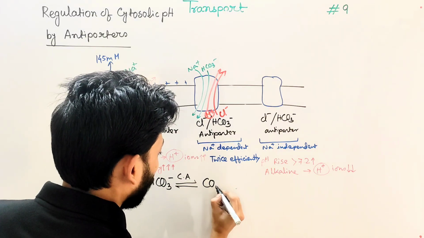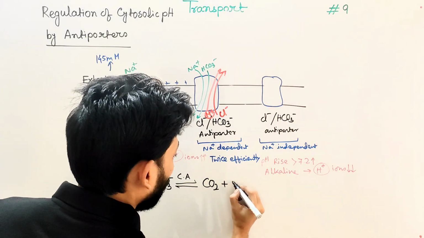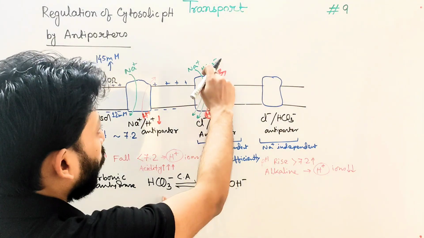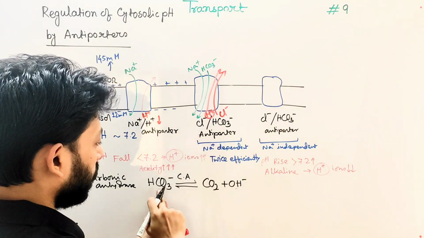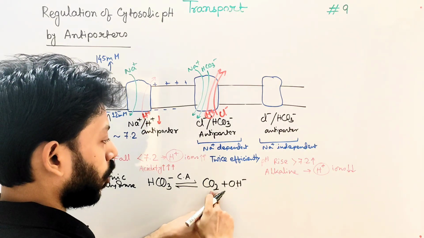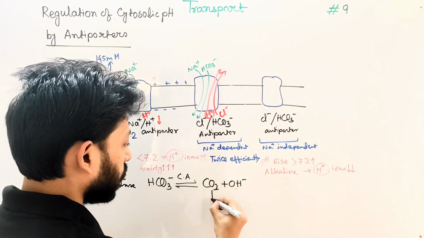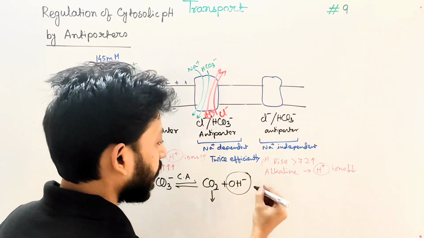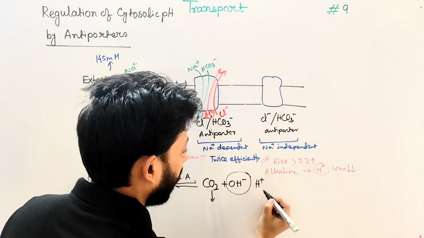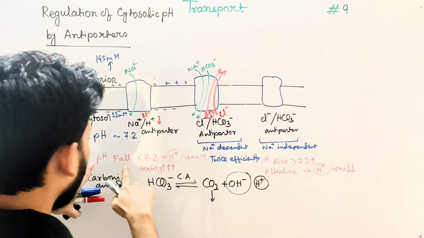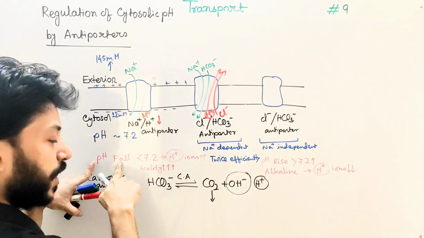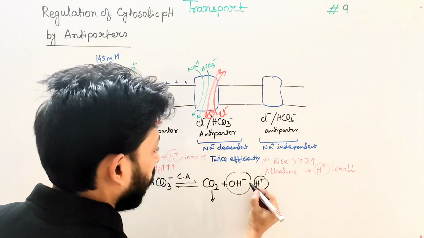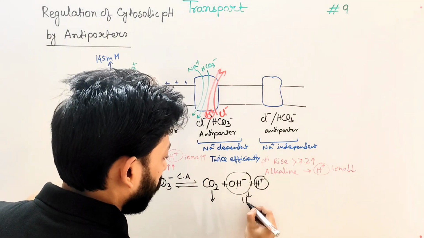into carbon dioxide and OH minus, that means hydroxyl group. See, by importing one HCO3, this HCO3 is divided into carbon dioxide and hydroxyl ion. Now this carbon dioxide diffuses out of the cell, but this hydroxyl ion remains, and it neutralizes the excess hydrogen ions that are present when the pH falls. Because I have mentioned, when pH falls, the hydrogen ions increase. Now these excess hydrogens are neutralized with the hydroxyl group to generate water.